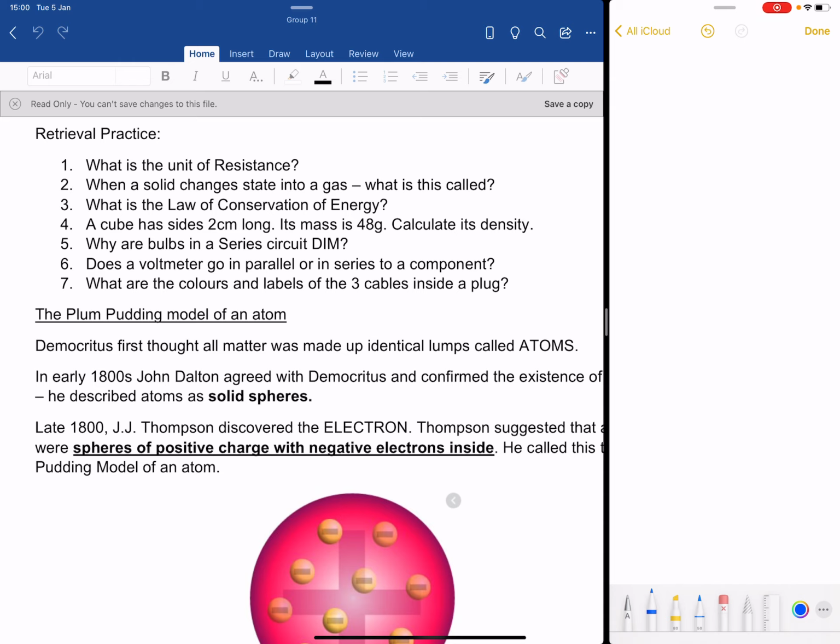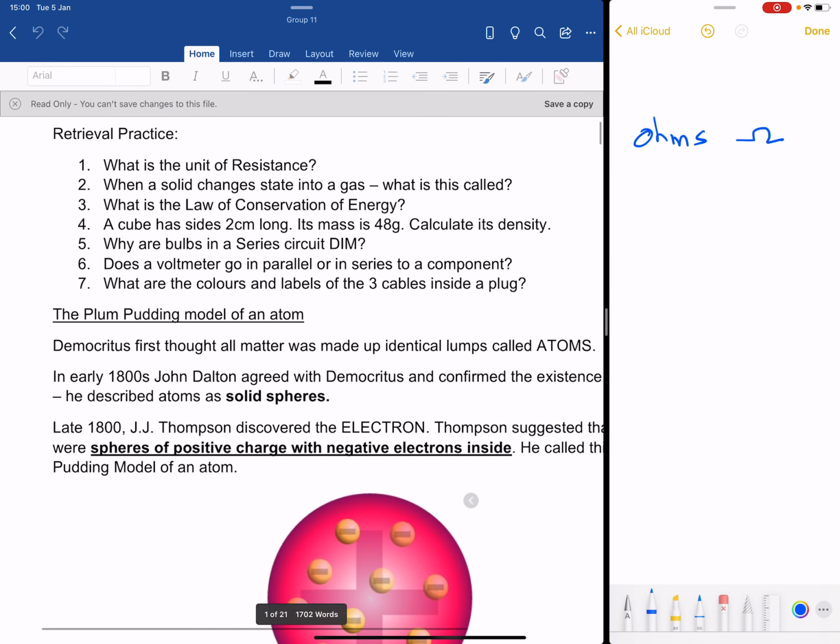So, number 1, what is the unit of resistance? Well, I hope you did a bit of physics there. So the unit of resistance is ohms, and that's the symbol for it. When a solid changes state into a gas, what is this called? So obviously this is topic 3. When a solid, something like carbon dioxide, changes into a gas, what is this called?